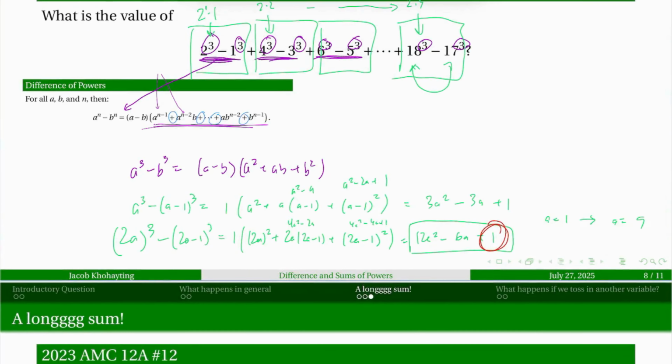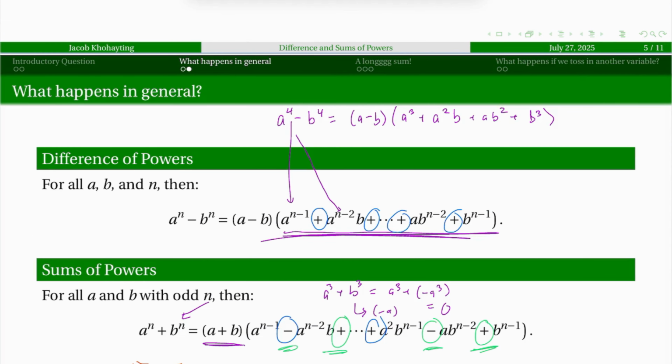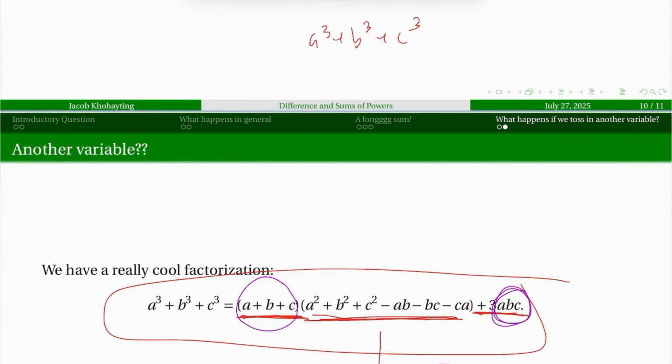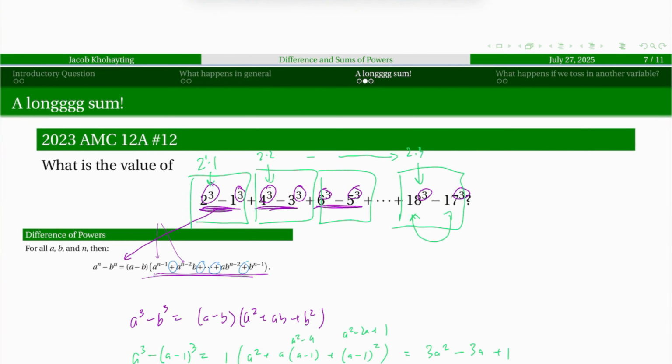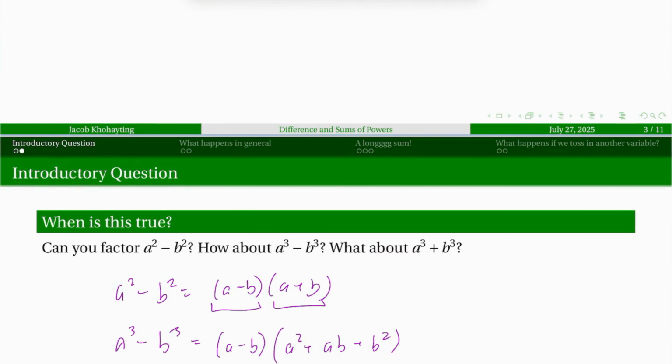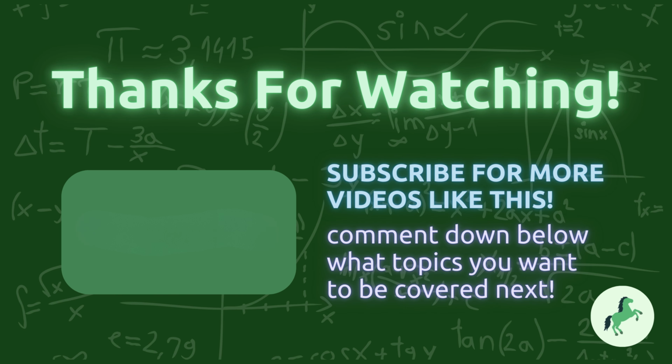So yeah, awesome. Hopefully you learned how to apply these different powers, and you learned about this really cool factorization, and you really enjoyed this little fun question that we touched on for a bit. Yeah, hopefully you learned something from this lecture.